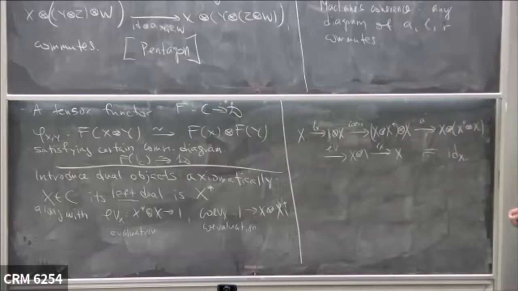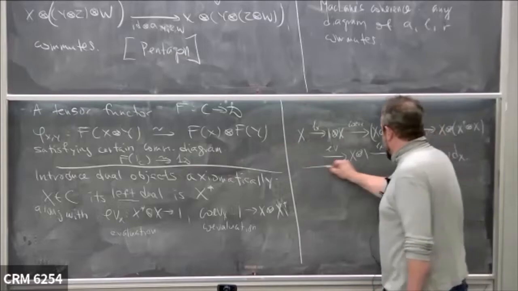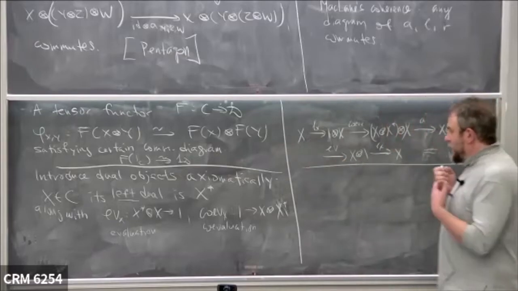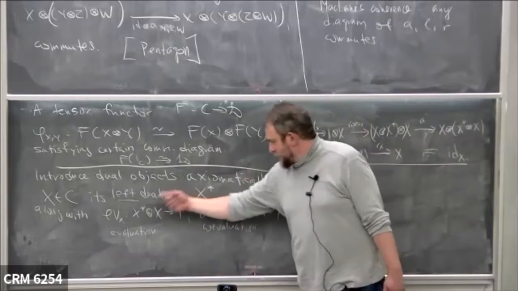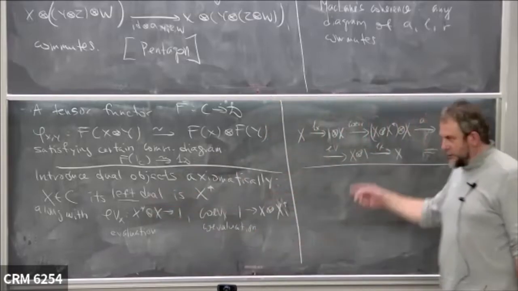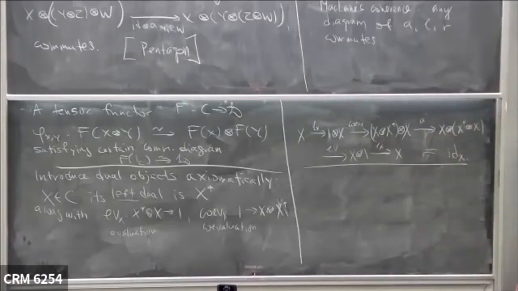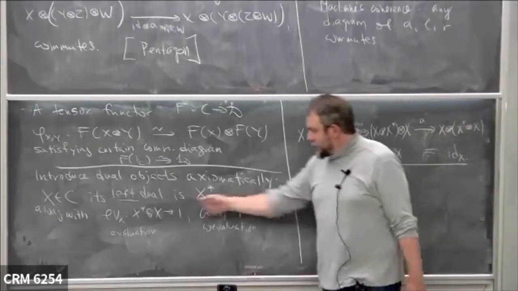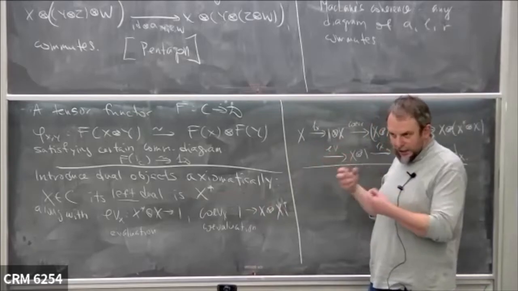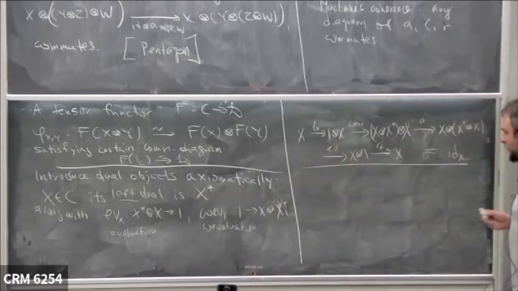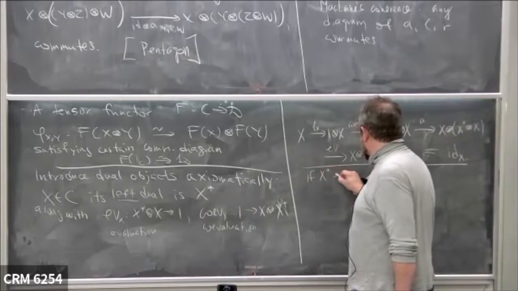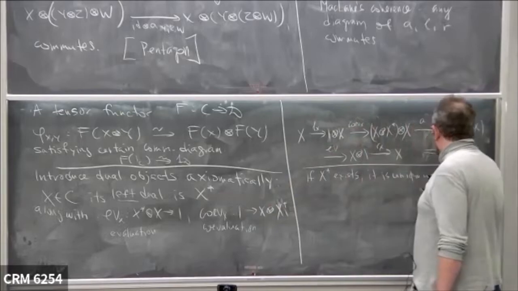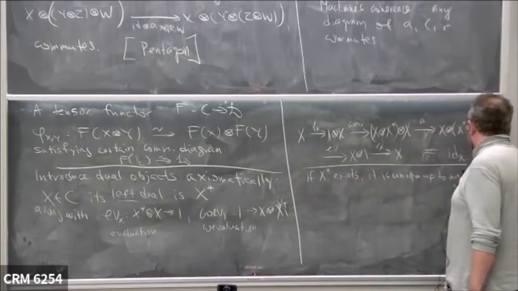Yes, so it is unique up to an isomorphism. Because you see, there is a certain freedom in choosing this morphism. You can multiply this by a scalar and multiply this by the reciprocal of a scalar. They will cancel each other. So these maps themselves are not so important. It's important that the choice of such things exists. So if the left dual exists, it is unique up to an isomorphism.